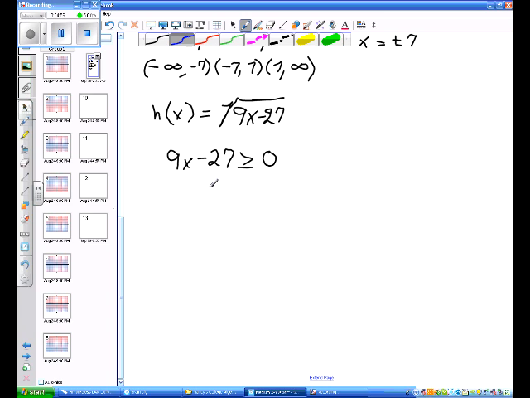So we'll add 27 to both sides, and then divide both sides by 9. We're going to have that x is greater than or equal to 3. And so that is our domain because that's what those numbers had to be. We didn't word this as what it couldn't be, but what it would need to be. So our domain's going to be 3 to positive infinity.